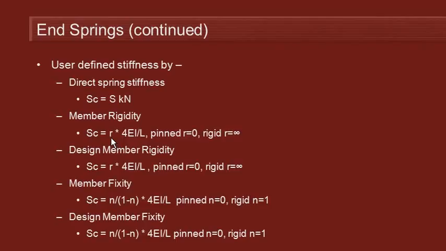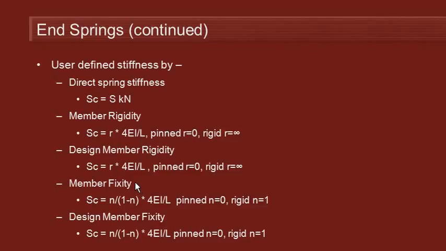And when R is infinity, the stiffness of our spring is infinite, and so that's equivalent to a rigid connection. Notice, however, in the formula there's an L, and that's the length of the member. So we have 2 variants here. We have one for the member itself, but if that member has been subdivided and then grouped together as part of a design member, the design member rigidity option lets us use the length of the design member for the stiffness rather than the length of the member.